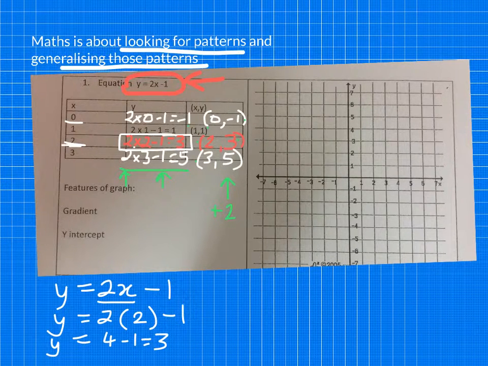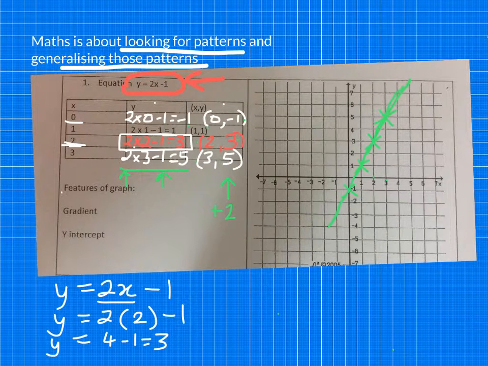Let's now plot those results on our graph. 0, negative 1. X is 0 and y is negative 1. 1, 1. X is 1 and y is 1. 2, 3, x is 2 and y is 3, and then 3, 5, x is 3 and y is 5. Now because these points have been generated by using a pattern, we should expect to see that this graph is forming that kind of pattern, a linear pattern. As expected, because the formula formed a pattern and because the points formed a pattern, we would expect that the graph would form a pattern as well.